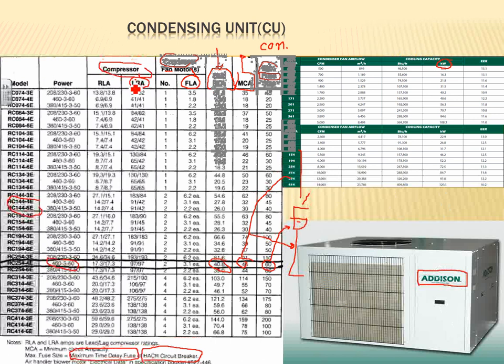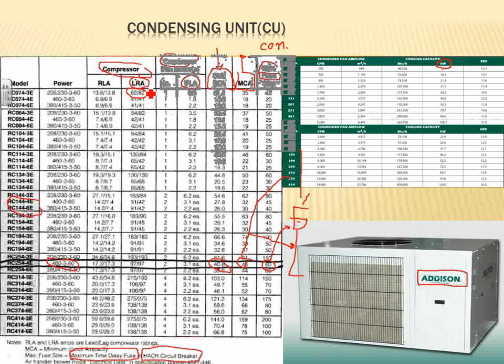On the compressor, locked rotor amp. Good point. The locked rotor amp, we size the disconnect. I do have the sheets that I gave you guys. We use this one to size the disconnect. That's the major two things.